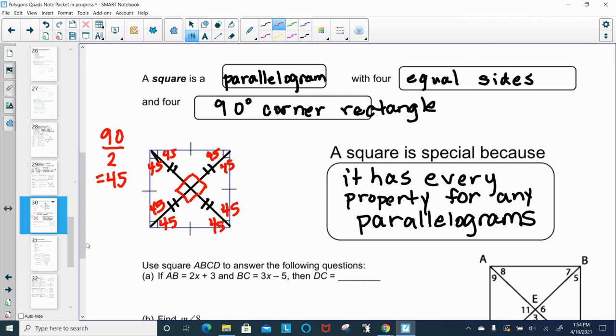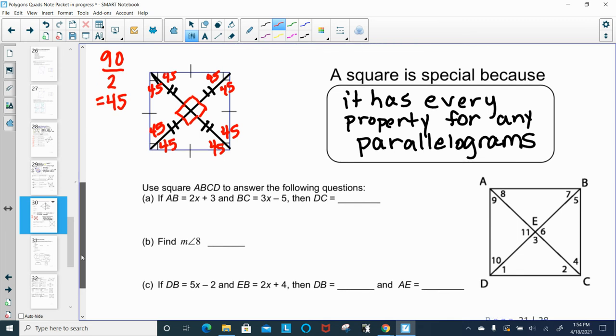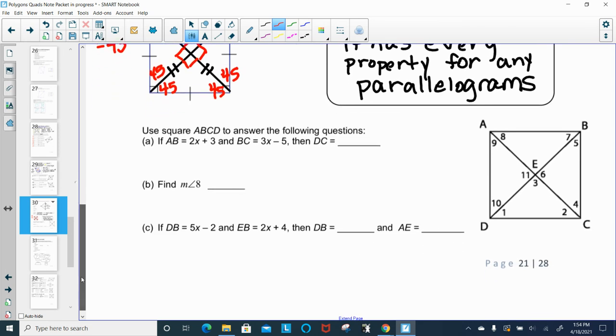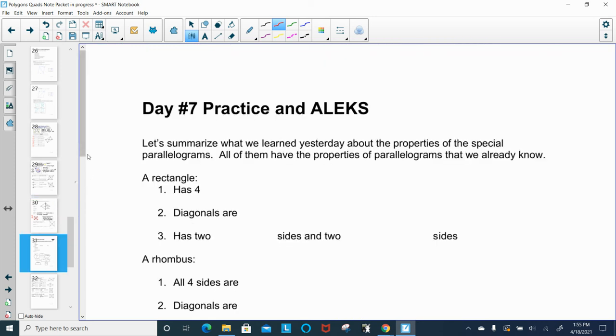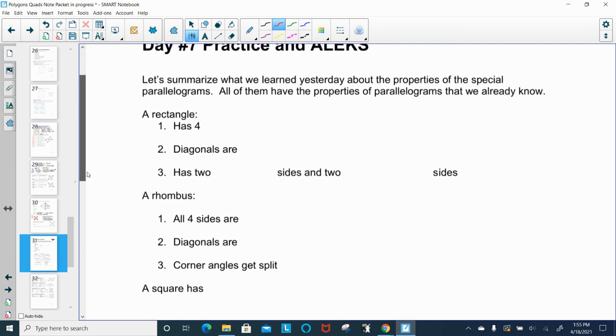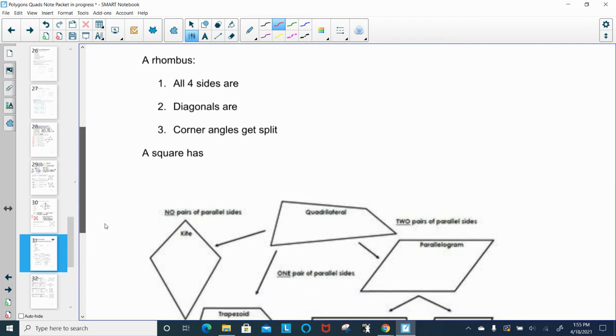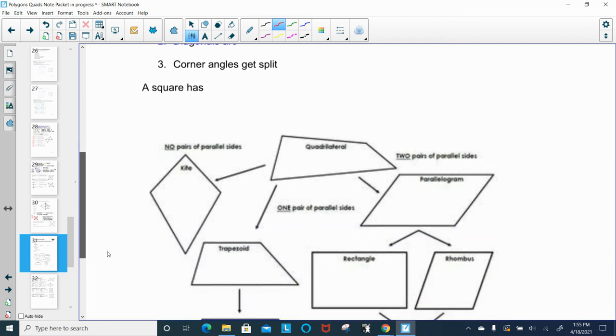So when we come back together, we're going to do just a couple of square problems. And then what you're going to see on the next page, I want to give you kind of like a little sneak preview. We're going to be moving into an ALEKS thing. So if we have time today, we're going to be summarizing all the properties. And we'll be talking about this little diagram.